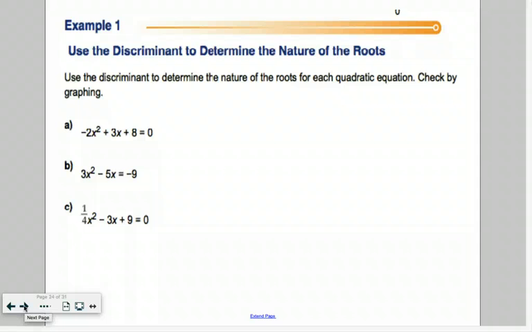So let's use those discriminant values to see what the nature of these roots are going to be. Let's check to see whether this is going to have 0, 1, or 2 roots, and what types they are going to be. In this first example, A, we've got negative 2x squared plus 3x plus 8, which means our a value is negative 2, our b value is positive 3, and our c value is 8.